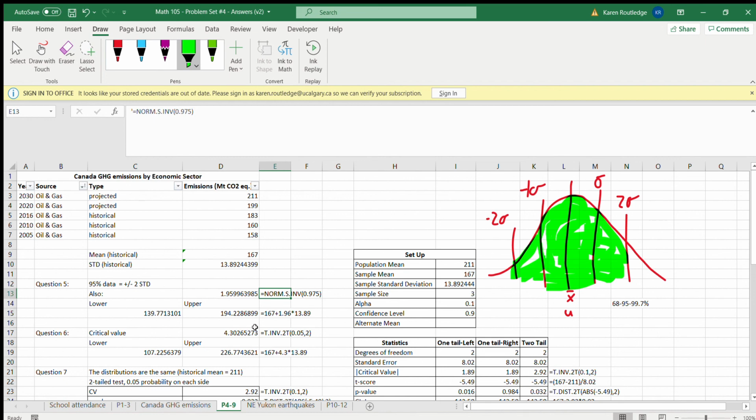We still apply it the same way. We take our mean and we add, instead of 2 standard deviations, 1.96 times the standard deviation. So if we take the mean and we add that, we get an upper bound. If we take the mean and we subtract that, we get the lower bound. And those bounds will contain, in theory, 95% of our data. Hopefully that made sense. We'll do it again in a second video coming up on question number 6.